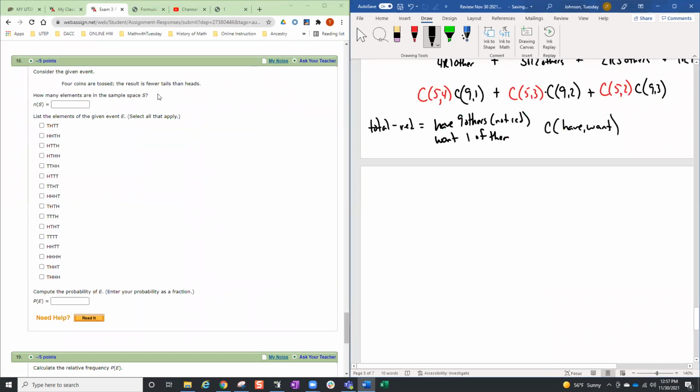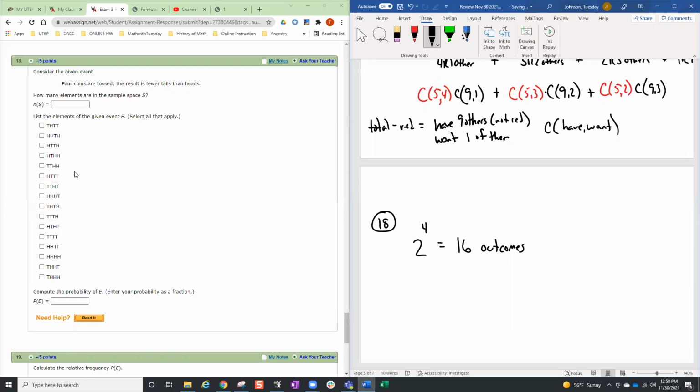4 coins are tossed. It doesn't say distinguishable or indistinguishable, so we are going to assume distinguishable. There's 2 options for each coin. 4 coins, 2 to the 4th is 16 outcomes. Number of options at each step: there's 2 options for each coin, heads or tails. Total number of times is in the exponent, 4 coins, so 4 times.